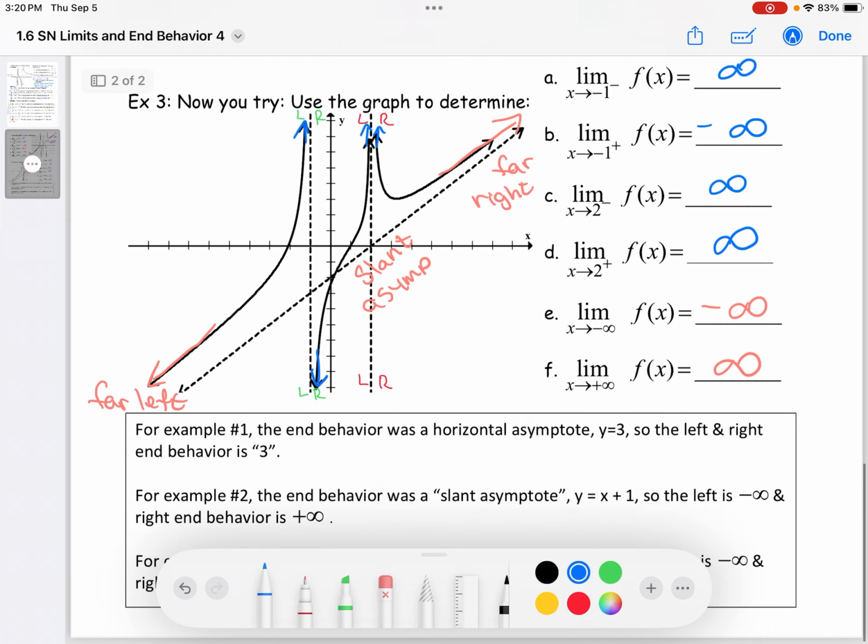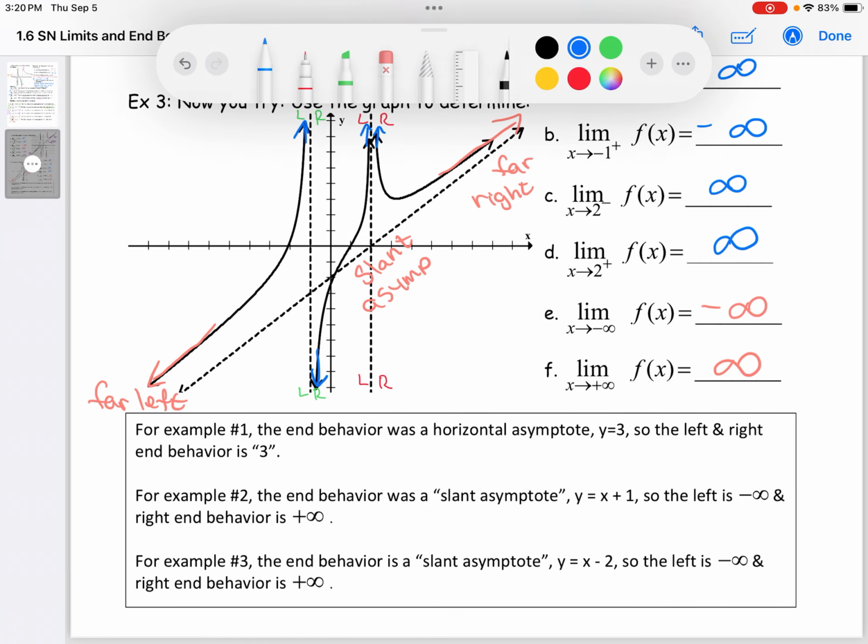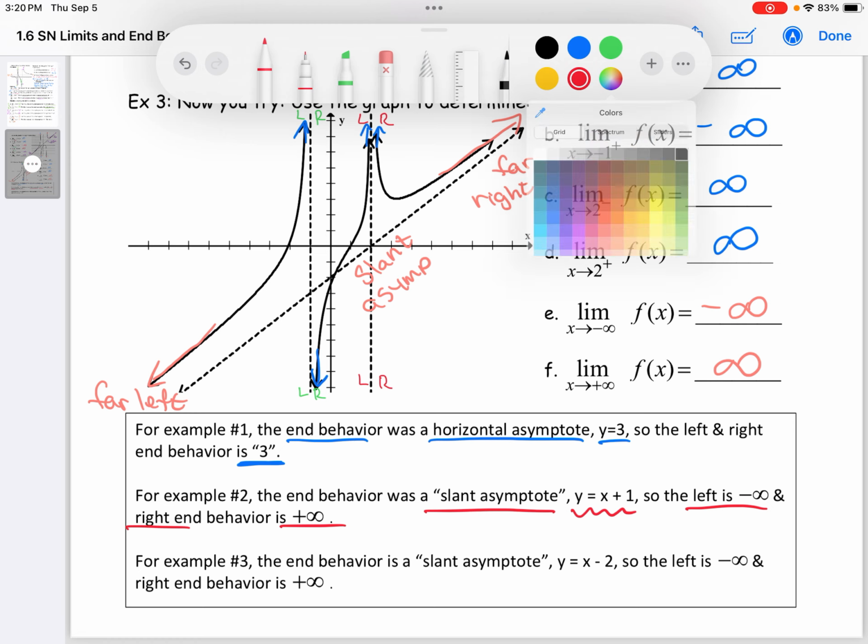Now, on example 1, the first one on that front page, the end behavior had a horizontal asymptote at y equals 3. So the left and right end behavior is approaching 3. For example 2, and again for example 3, the end behavior was a slant asymptote with an equation with a slope and a y-intercept. So the left went to negative infinity and the right went to positive infinity.